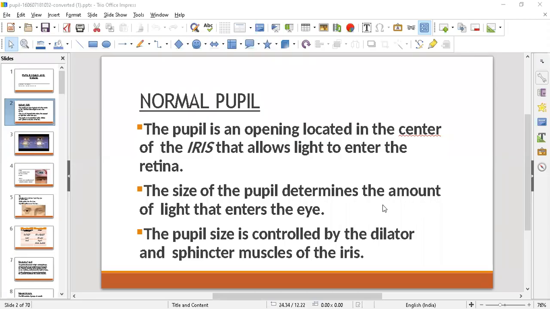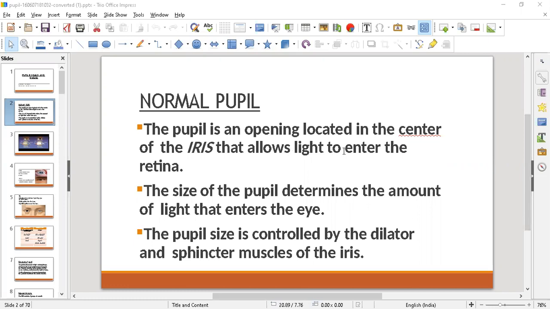So what is a normal pupil, friends? The pupil is a very important structure in the body. It's like a window to the brain. The pupils, the size and the reaction, not only tell us about the abnormalities of the eye, but also about the abnormalities of the brain. So every one of you should be able to elicit and interpret the pupillary reactions. So what is a normal pupil?